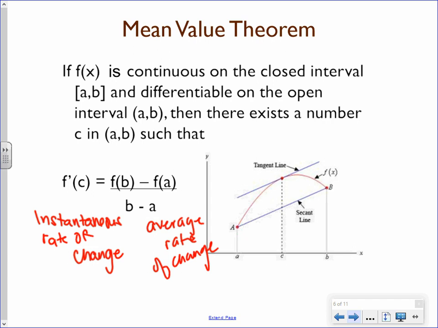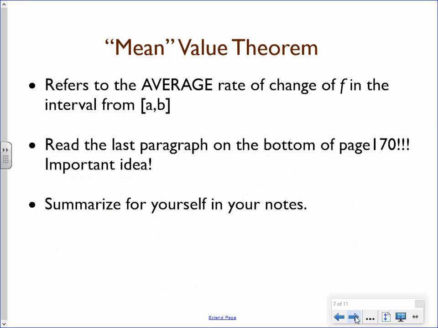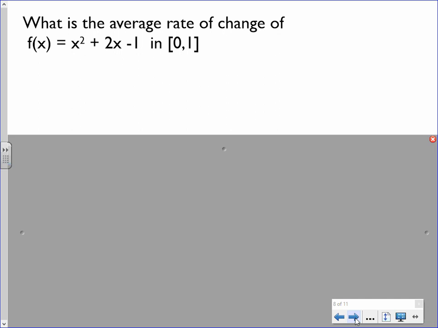Now let's think about if A and B have the same height, what is their average rate of change? 0. So Rolle's theorem is just a special case of the mean value theorem because the average rate of change is 0. So really, if we know the mean value theorem, we can apply it for Rolle. Okay. So go ahead and write down this function. F of x is x squared plus 2x minus 1, and we're going to talk about the interval from 0 to 1.